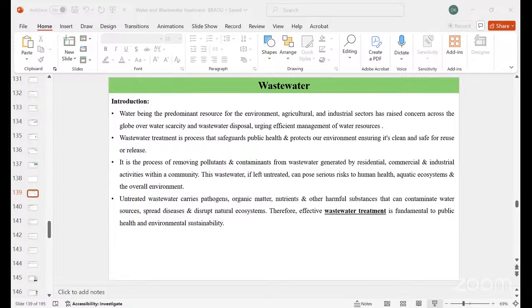So, coming to the secondary treatment, that is the biological treatment. In this secondary treatment, the principle and mechanisms involved in biological wastewater treatment begin with the central role of microorganisms. In this biological treatment, there is no usage of chemicals. Only microorganisms play the major role.